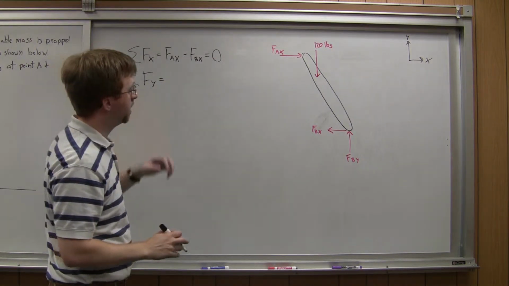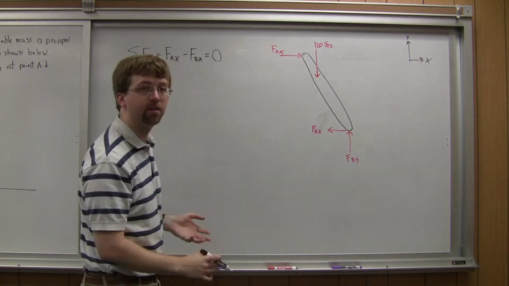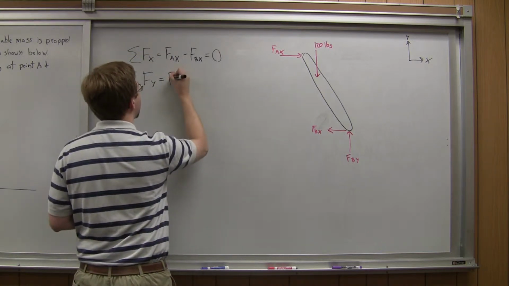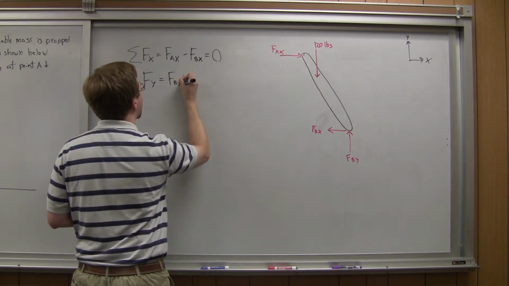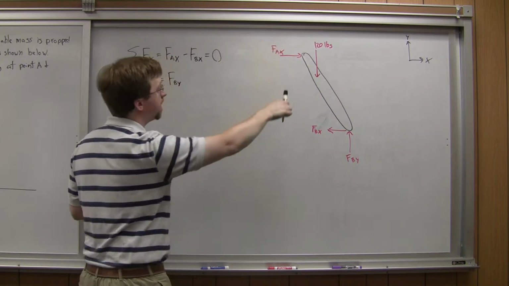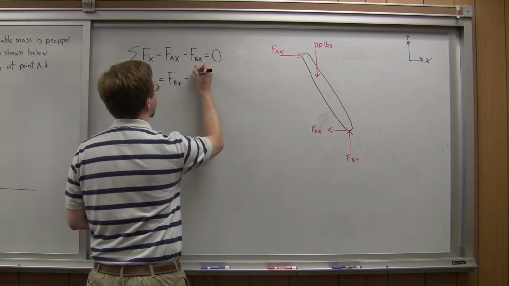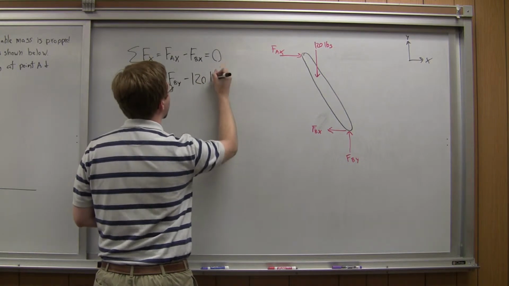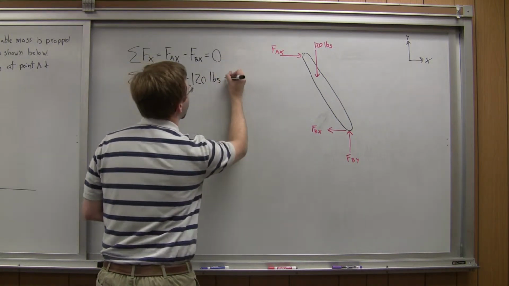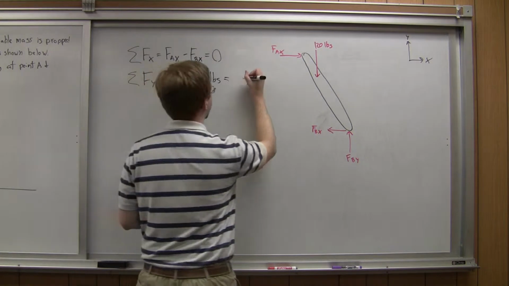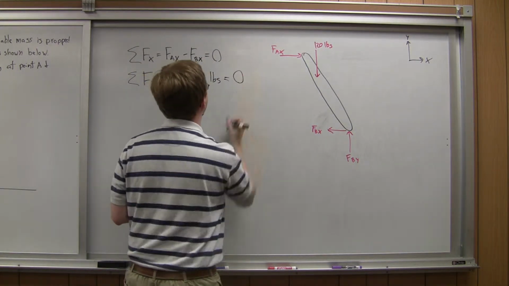So sum of forces in the Y, my next equilibrium equation. I know I've got FBY, it's positive, and I've got a negative force, this negative 120 pounds in the Y direction, so minus 120 pounds. And the sum of those forces has to be equal to 0.